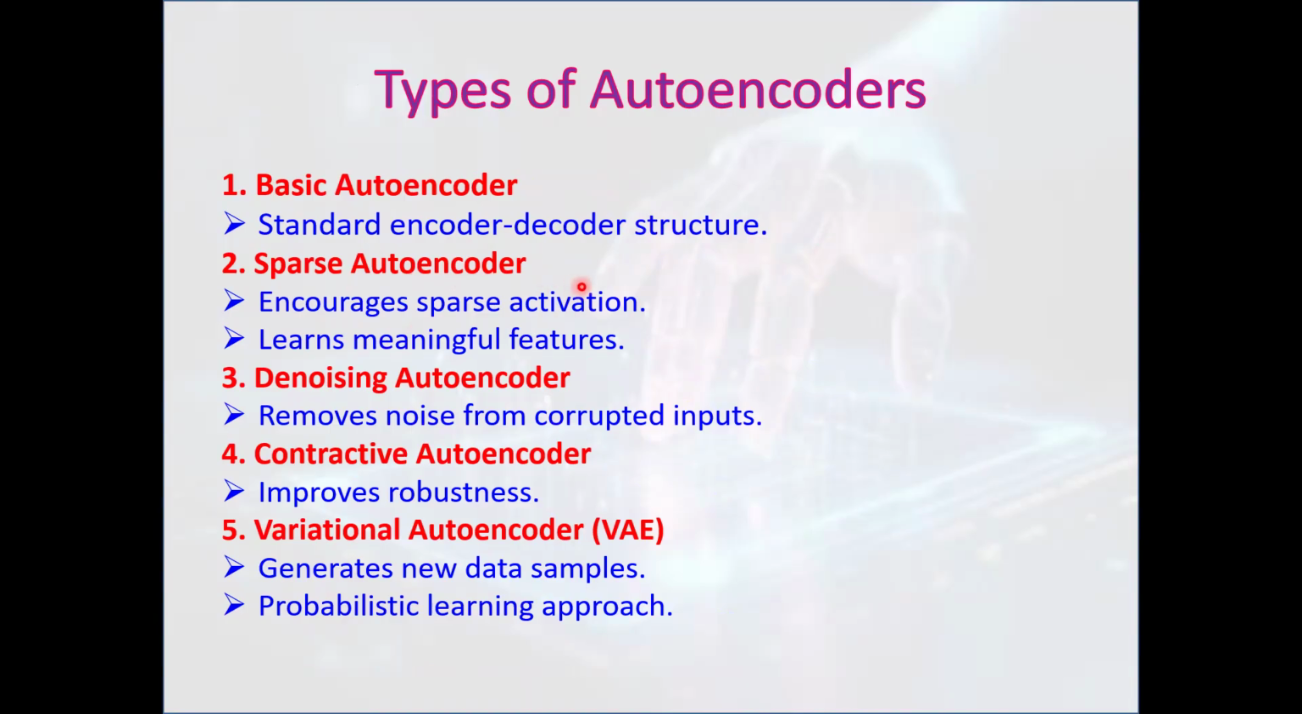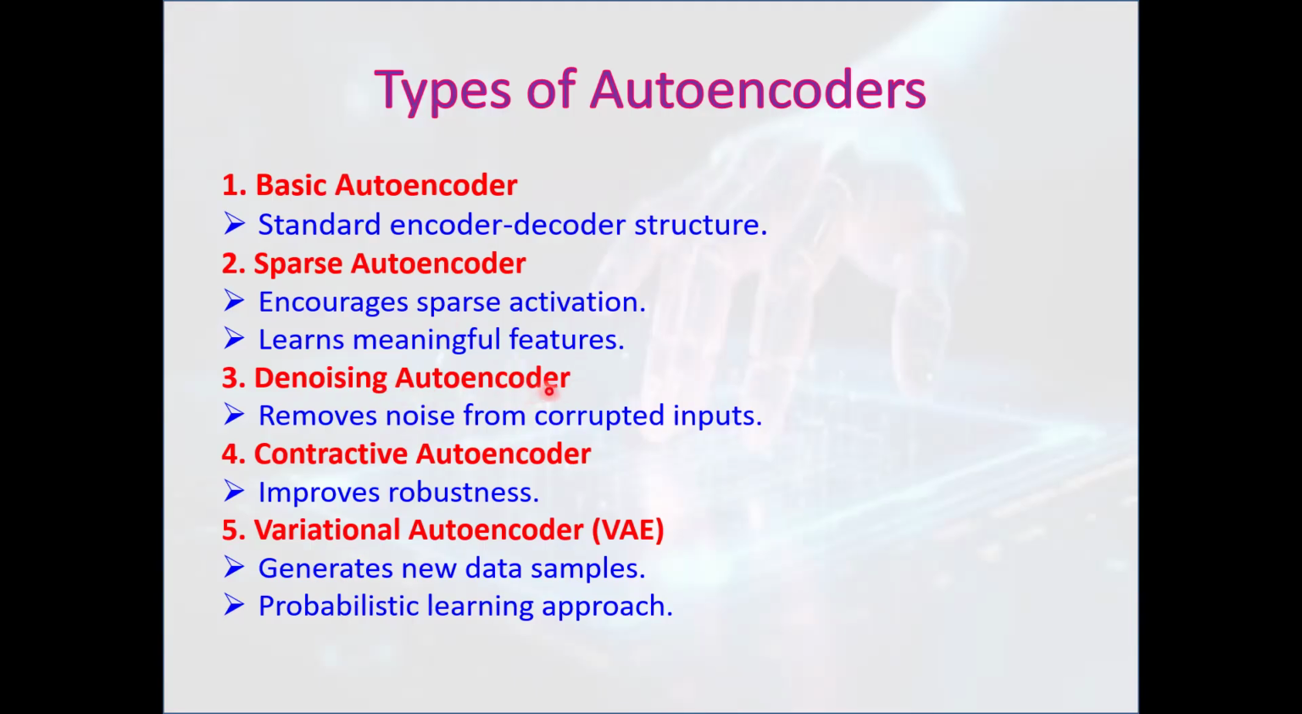Next is the sparse autoencoder. A sparse autoencoder enforces sparsity constraints, ensuring that only a few neurons are active at a given time, and it encourages sparse activation. By limiting the active neurons, the neural network learns more meaningful and specific features. Sparse representations often capture important patterns and improve feature extraction performance.